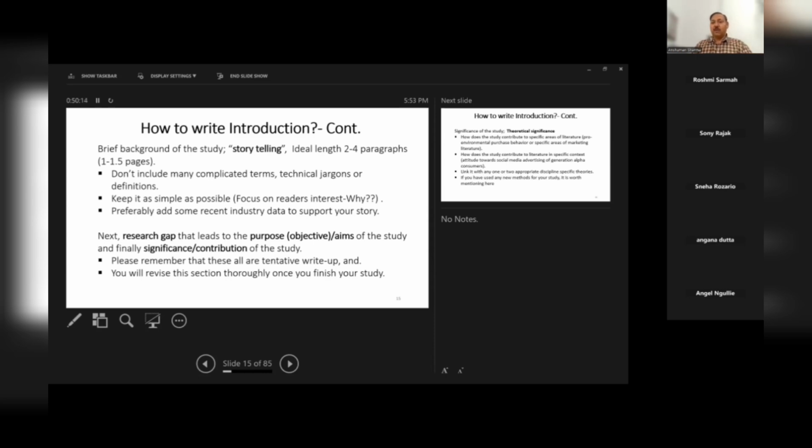You have to say, to address this research gap, you used 1, 2, 3, 4 methods to collect data and analyze it. And finally, these are the findings, and these findings are going to bridge the gap between what is available in the literature and what the gap is.